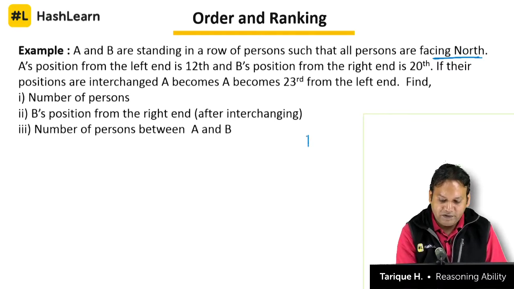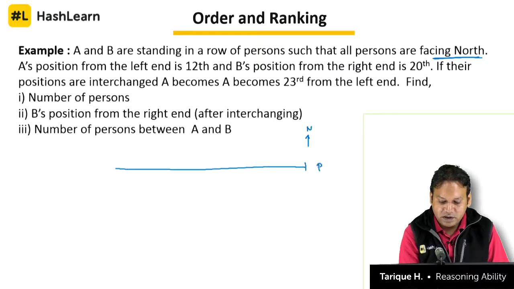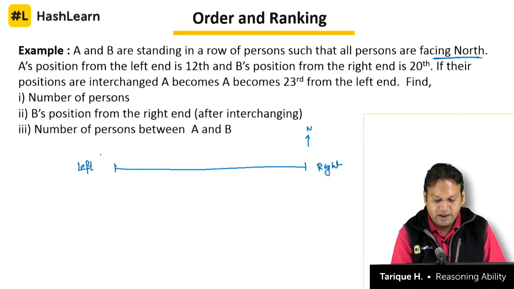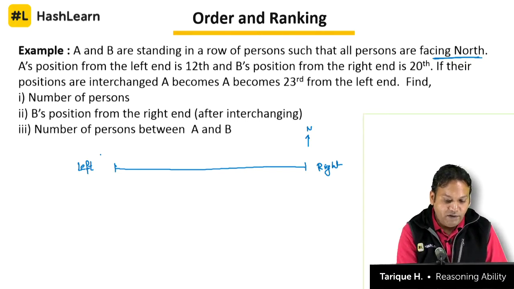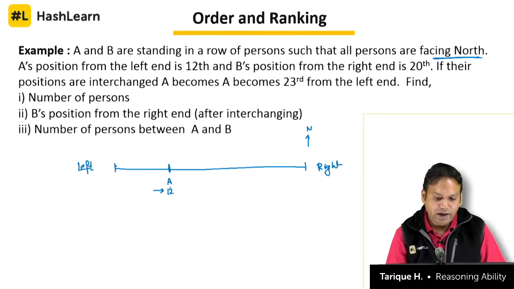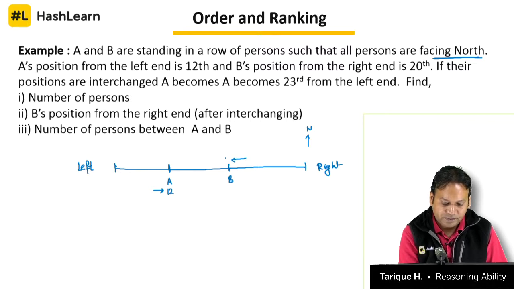So, when all persons are facing north, what does it mean? It means that right is towards our right and left is towards our left. In a more technical way, we can say right will be towards east and left will be towards west. So, A's position from the left end is 12, and B's position from the right end is 20.